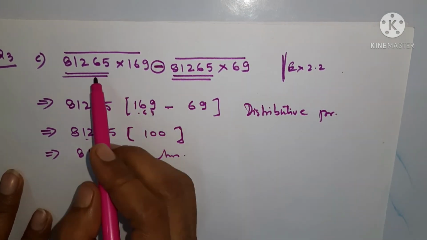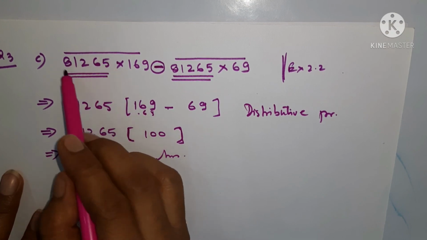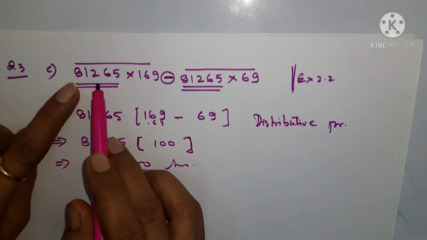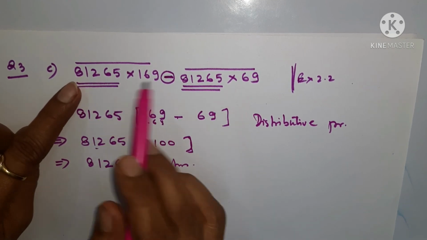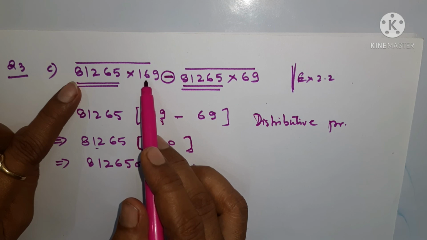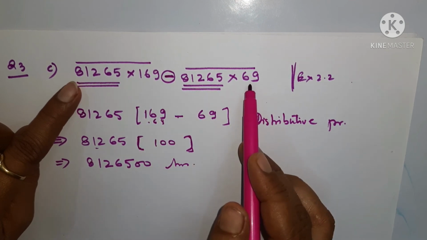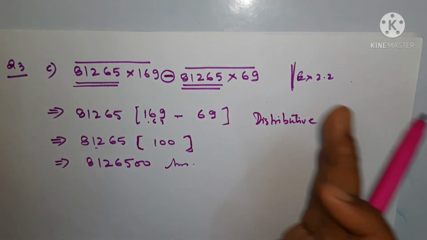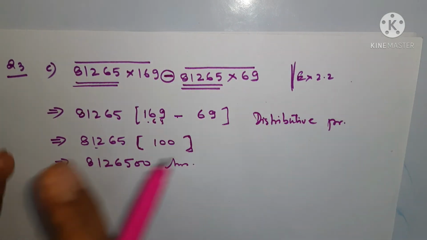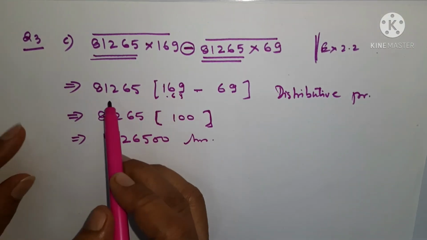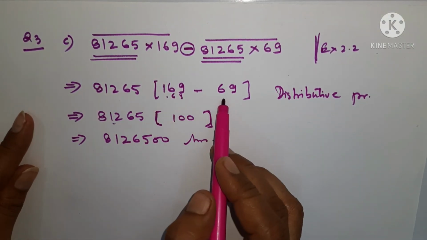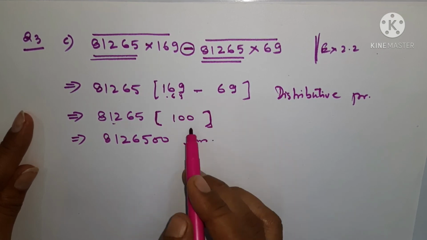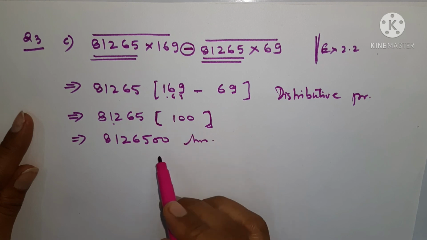What was done here? This number was distributed over two numbers. ये नंबर जो है 81265 ये दोनों पे डिस्ट्रीब्यूट हो रहा था. 169 के साथ भी ये मल्टीप्लाई हो रहा है और 69 के साथ भी मल्टीप्लाई हो रहा है. That is why we are using the distributive property here, and we have just taken out the common, we have compacted it into the form of common. Whatever numbers are remaining, the left out numbers are written in one bracket, and it is so very easy to work out with them.